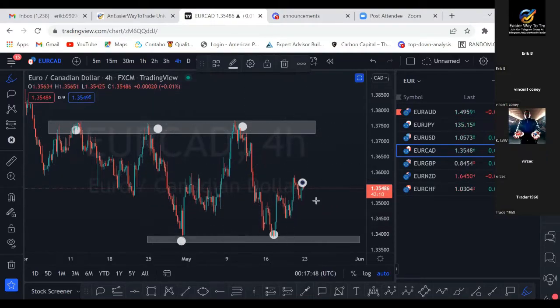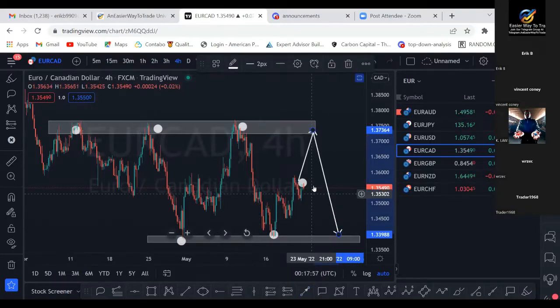Now, if it comes up here into our resistance and gives our confirmations that we look for, then we can sell it back down. And then if it comes down here to support, would I take that trade in support, Vince? Nope. Would I take the trade in support? No. Why? Because you want to go with the trend. Thank you. That's it.